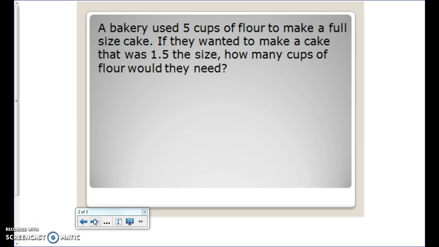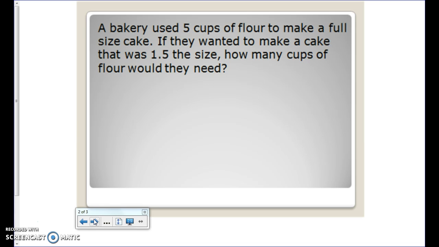it was a little tricky one because they left out an important word that they could have put in there, but they didn't because I think they thought it was going to be a little too obvious. It says a baker used 5 cups of flour to make a full-size cake. If they wanted to make a cake that was 1.5 the size, they could have said 1.5 times the size. How many cups of flour would they need? If they would have thrown that "times the size" in there, it probably would have been a little more of a giveaway, but you can think of it as being 1.5 times as big as 5 cups.